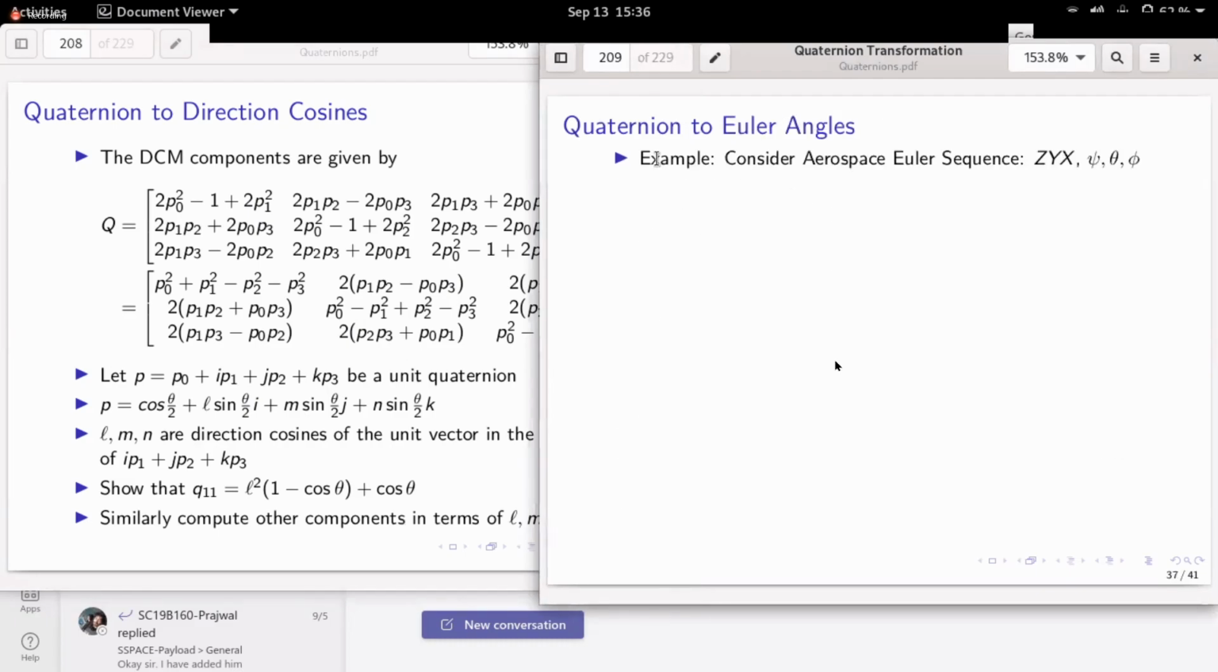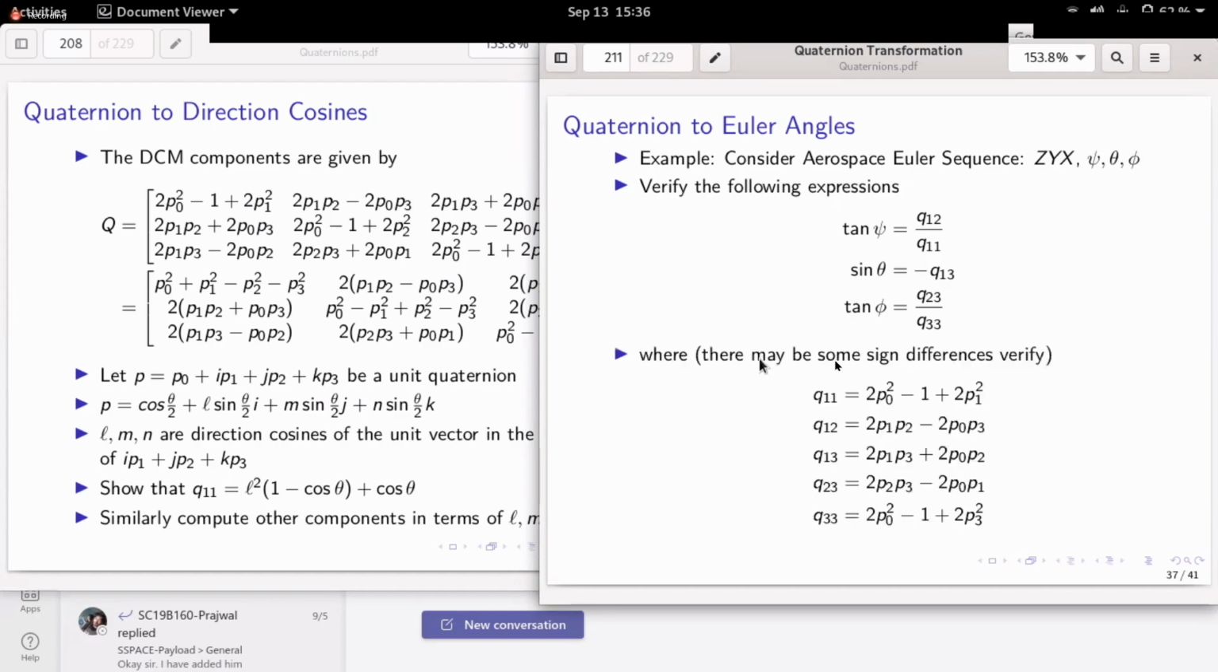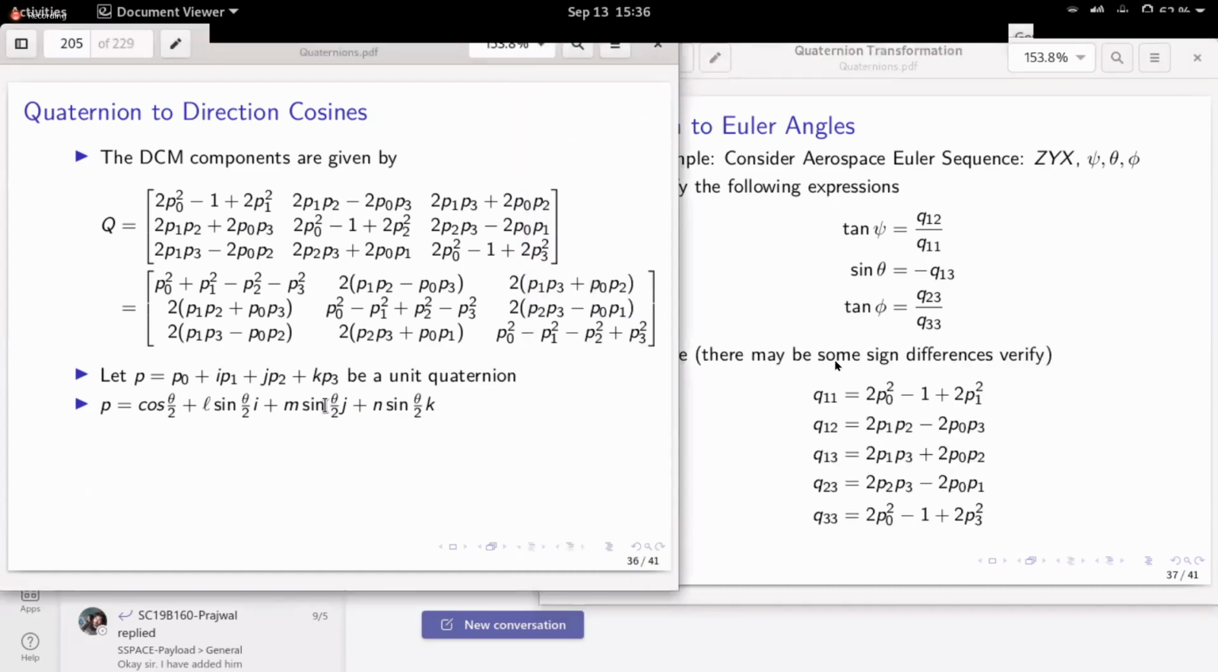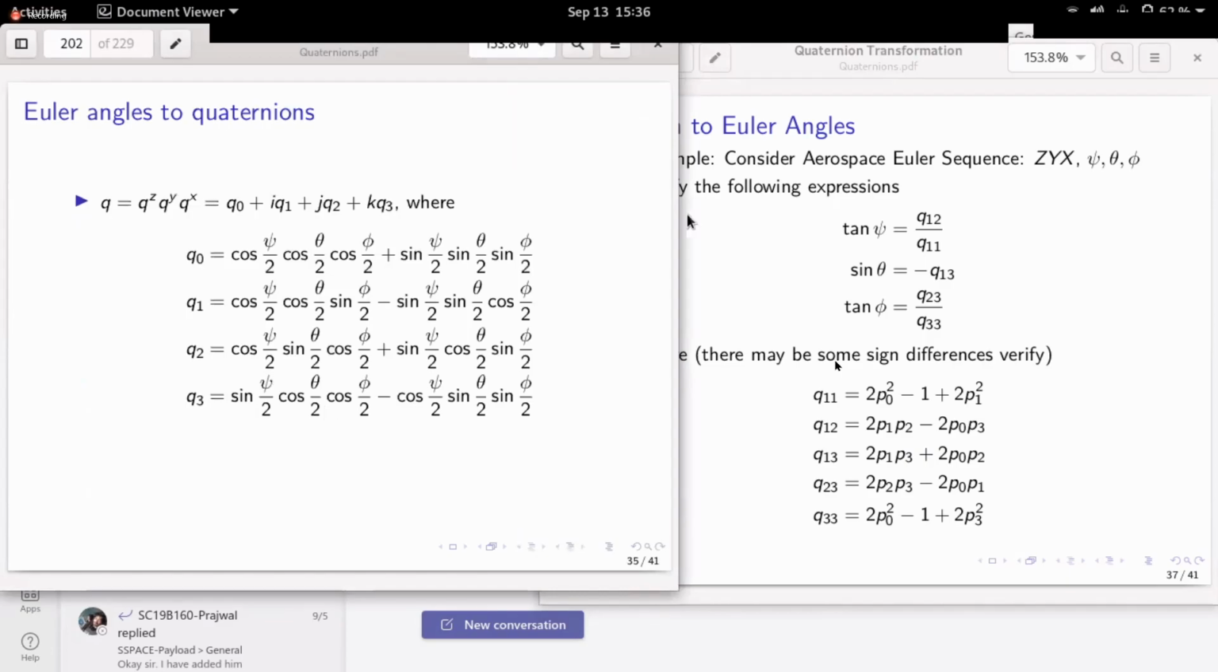Then quaternion to Euler angle and Euler axis, you have to do that comparison. Once you have the DCM matrix, from the DCM matrix you can compute these expressions. So similarly, if the quaternion is given, you go to the DCM matrix and then the Euler angles. Or you may have to work with this complicated expression here. This is too much, but yeah.